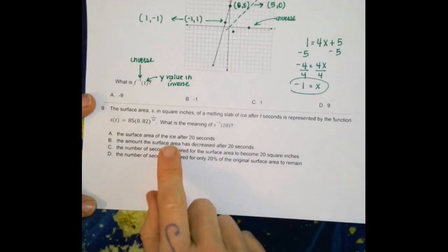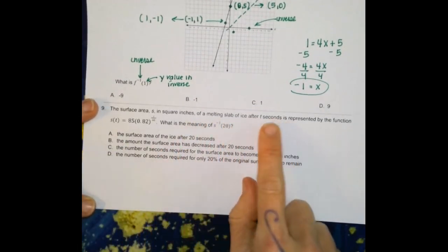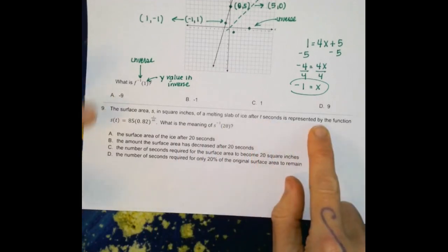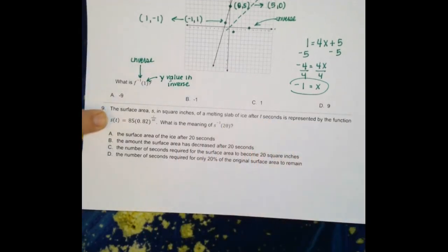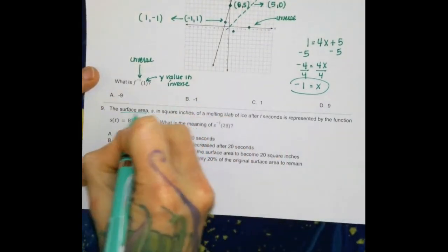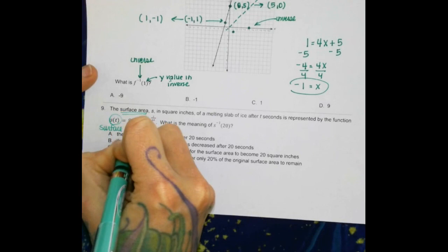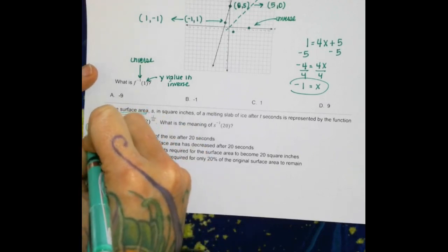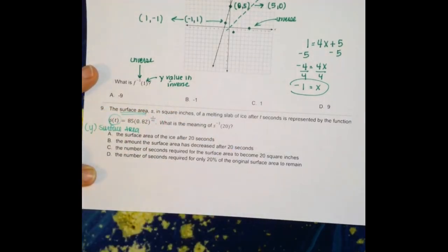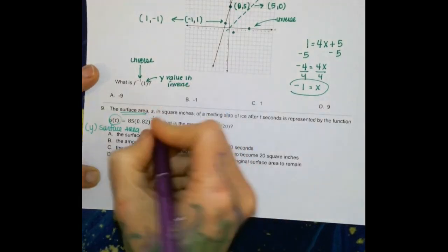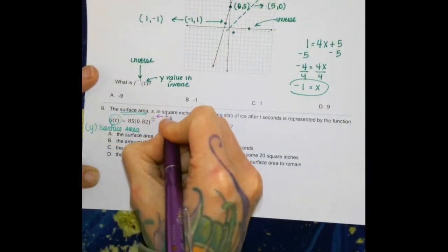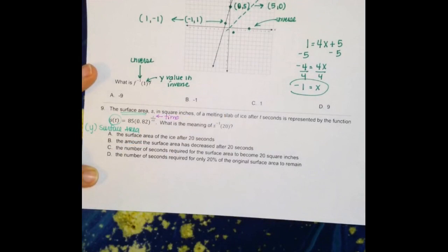The surface area in square inches of a melting slab of ice after t seconds is represented by this function. A big thing, looking through lots of EOC questions in the last couple of days, is making sure you understand what this function is saying. And it tells you, but it's in words. So surface area, that's going to be the output. That's our y, right? So when we're done, we're solving for surface area in the given function. T in the given function is going to be time. How long are we tracking it?